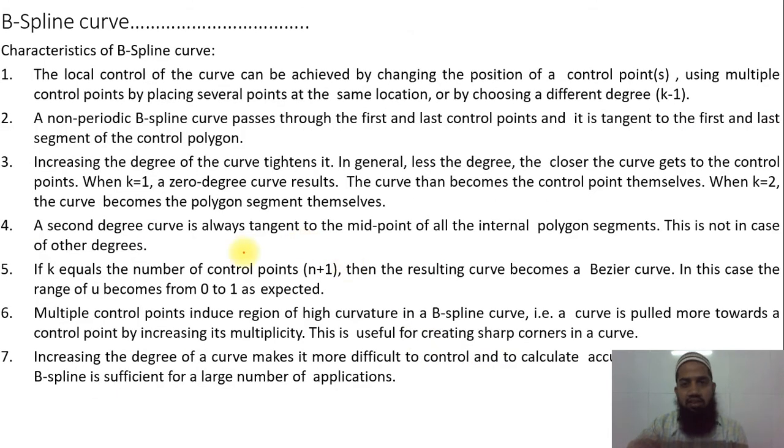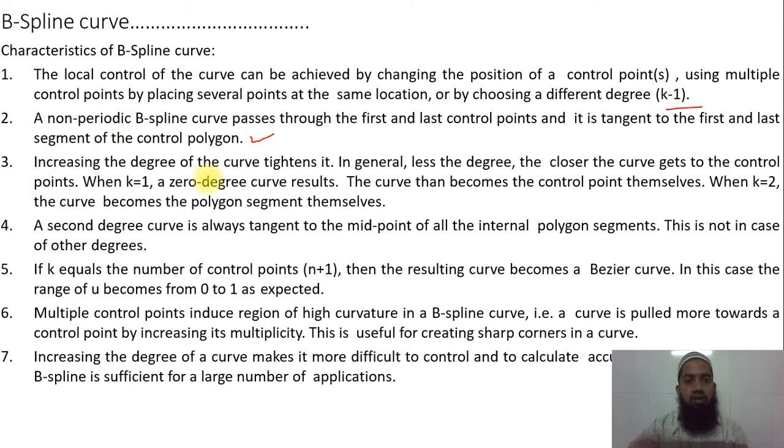A few more characteristics similar to that also. The local control of the curve can be achieved by changing the position of a control point, using multiple control points by placing several points at the same location, or by choosing a different degree. As I said, the curve is converted into small segments. Non-periodic B-spline curves pass through the first and last control points, and are tangent to the first and last segments of the control polygon, as usual, like Bezier curves.